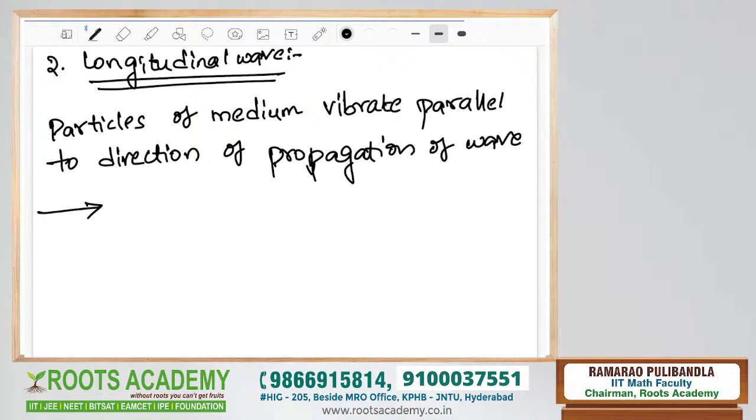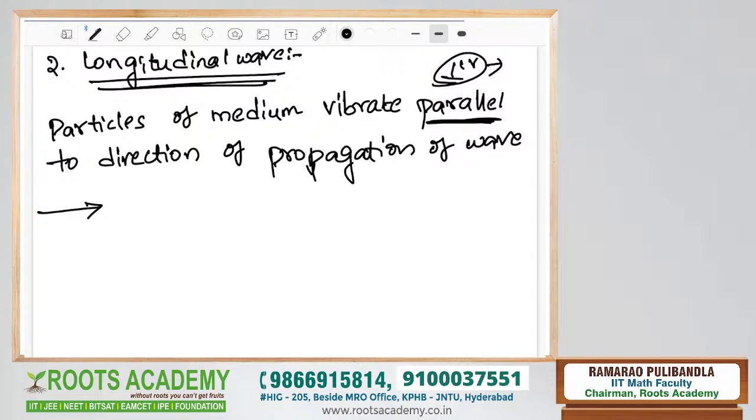So what was the transverse wave definition? The particles of the medium vibrate perpendicular. So if the particles of the medium vibrate perpendicular, then it is said to be a transverse wave. And here the particles of the medium vibrate parallel to the direction of propagation of the wave. So that is the main difference. In a transverse wave, that was perpendicular and it is parallel here. So that was the main difference.